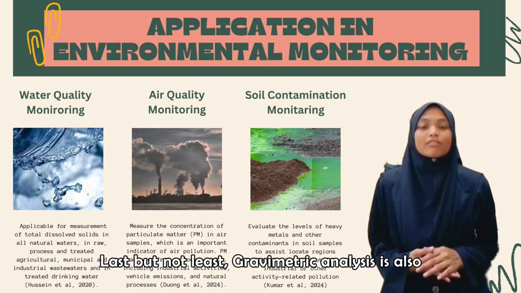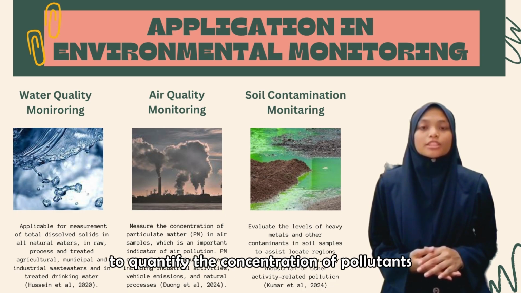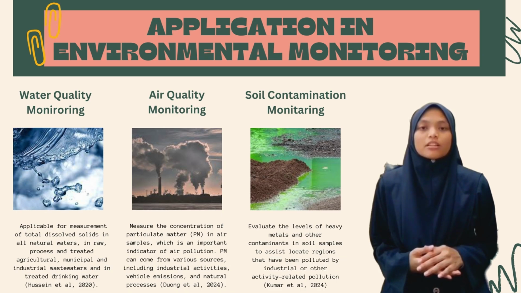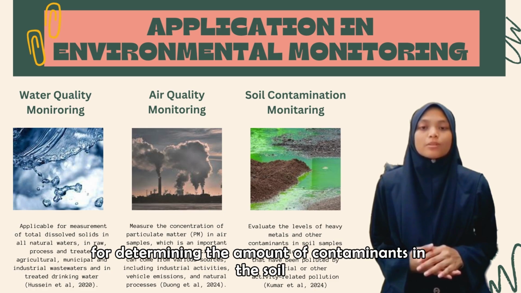Last but not least, gravimetric analysis is also utilized in soil contamination monitoring to quantify the concentration of pollutants or contaminants present in soil samples. By measuring the mass of a precipitate formed during a specific chemical reaction, gravimetric analysis provides a precise method for determining the amount of contaminants in the soil.